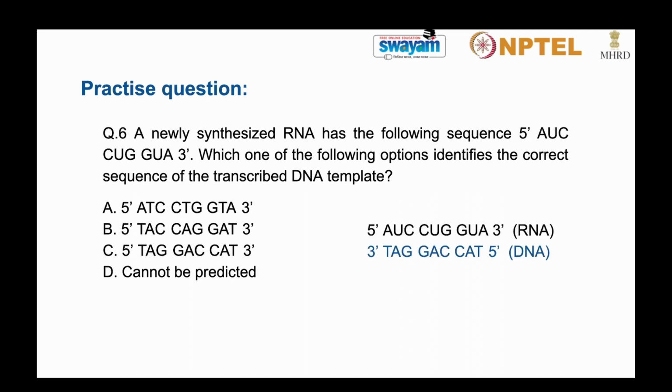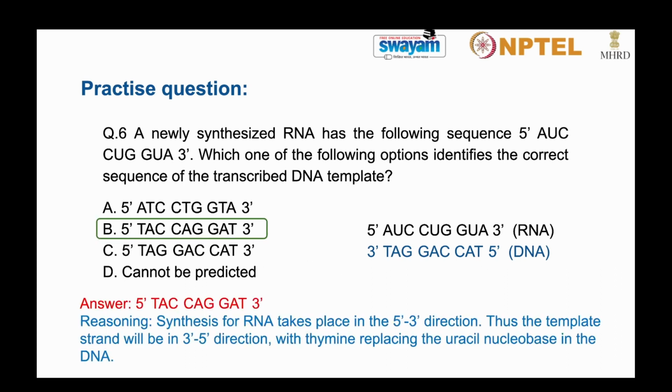So now to see it, this is the RNA. So what would be the complementary DNA strand? That would be TAG, GAC, CAT. But the strands they have given in the options are from 5 prime to 3 prime. So now we have to convert it from 3 prime to 5 prime into 5 prime to 3 prime. We'll observe that option B will be correct because it is complementary to the RNA being synthesized, in the 5 prime to 3 prime position.